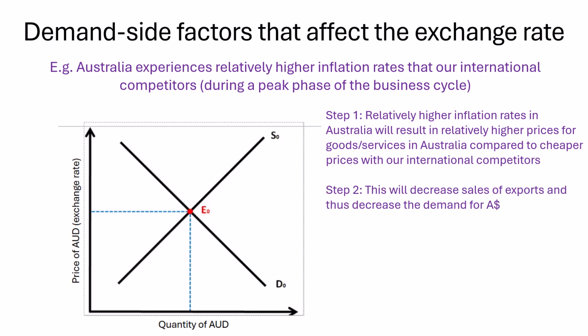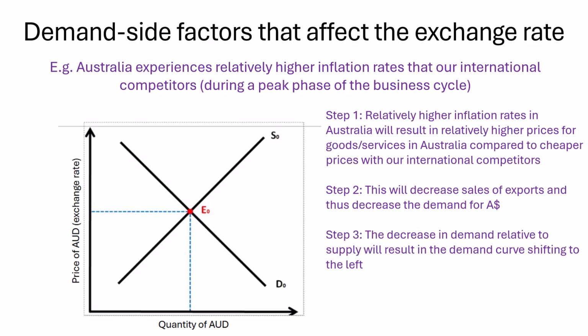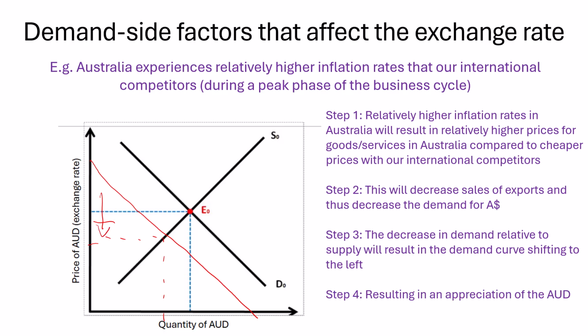What's that going to do to demand? Well, that's going to decrease the sale of our exports and decrease the demand for Oz currency. And so what's that going to do to the demand curve? Well, this time we're going to shift to the left. And so if we draw our equilibrium point, again, we've fallen. We've got a depreciation in the Oz dollar.